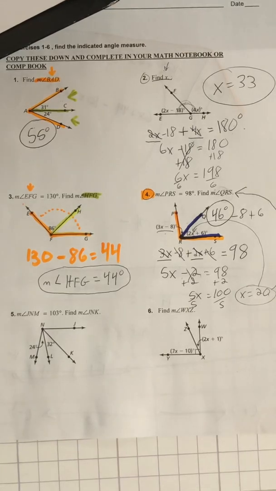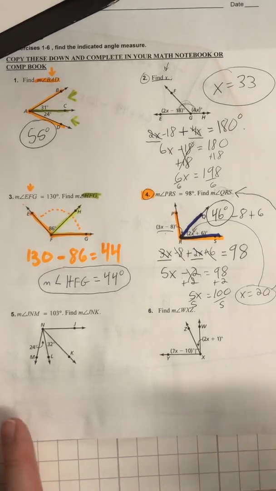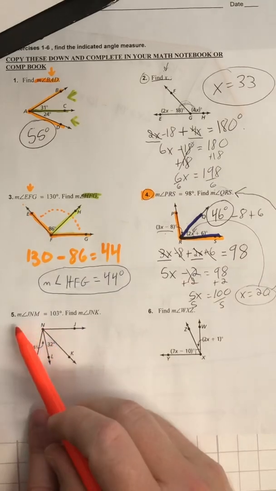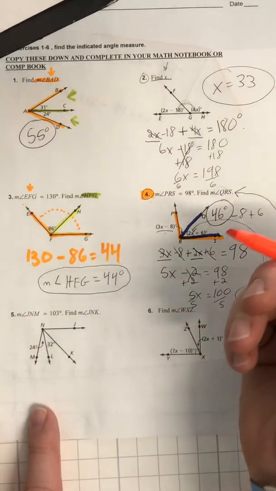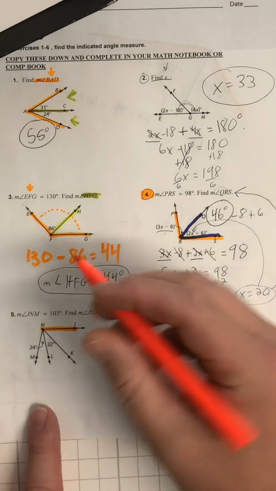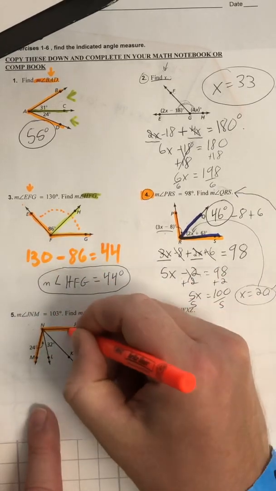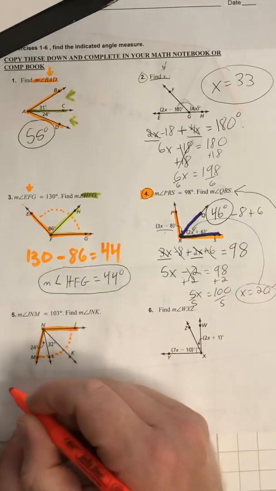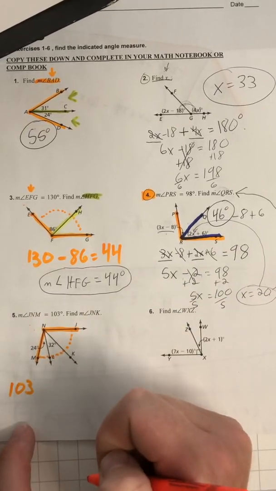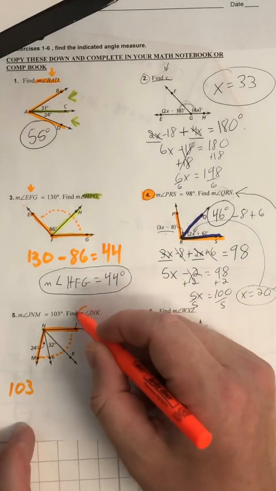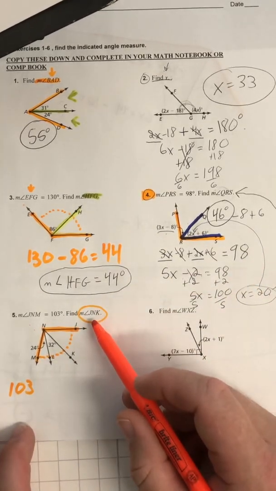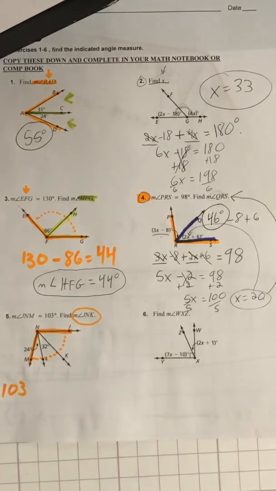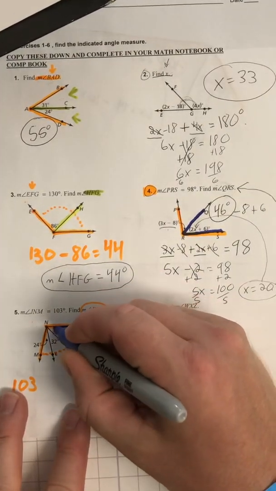All right, I'm going to speed up. We're at 11 minutes. Okay, number 5, pretty simple. There's not going to be that much algebra, actually, because we're just going to be doing a simple operation. What do we know? We know the measure of JNM. J, N is my vertex, go down to M. That whole big angle is 103 degrees. So if the whole big angle is 103, what's our goal? Our goal is to find the measure of JNK, which is this one right here.